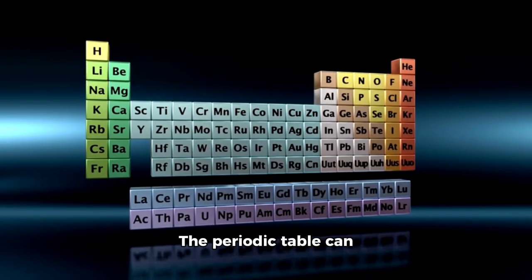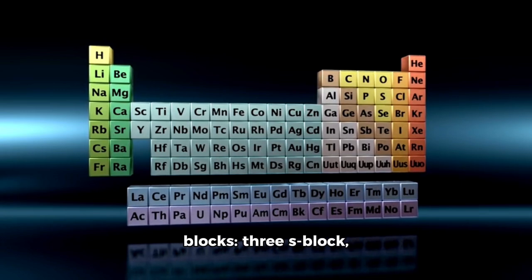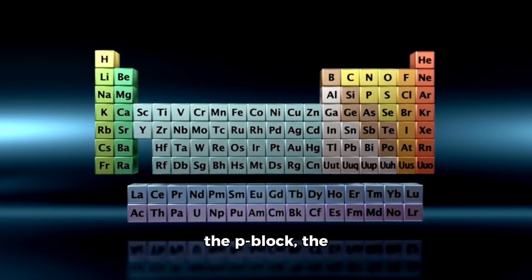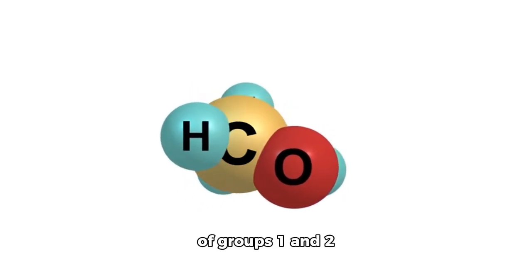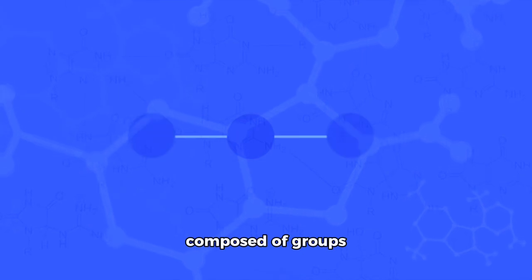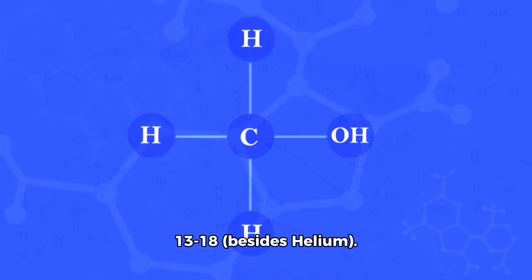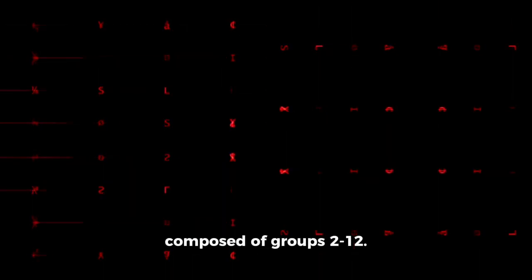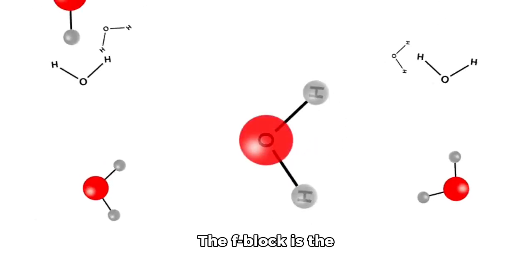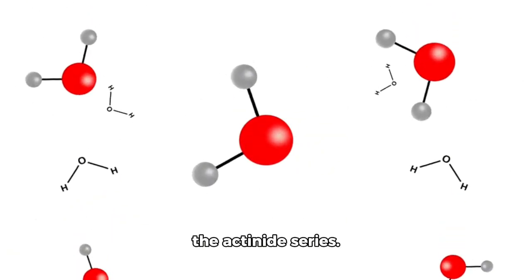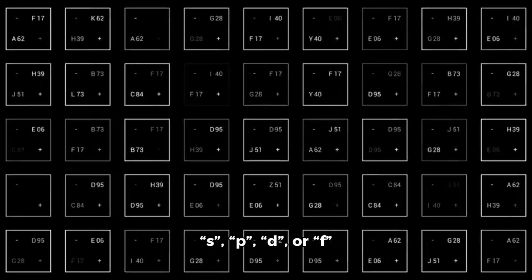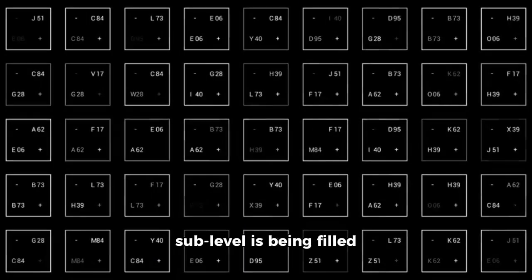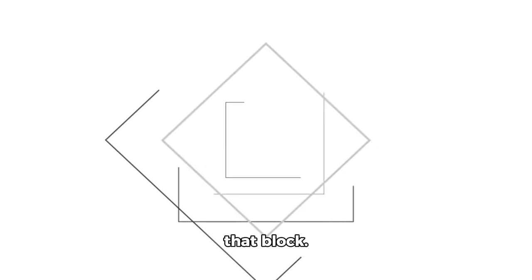The periodic table can be divided into 4 blocks: the s block, the p block, the d block, and the f block. The s block is composed of groups 1 and 2 besides hydrogen. The p block is composed of groups 13 to 18 besides helium. The d block is composed of groups 3 to 12. The f block is the lanthanide series and the actinide series. The name of each block is determined by whether an s, p, d, or f sublevel is being filled in successive elements of that block.